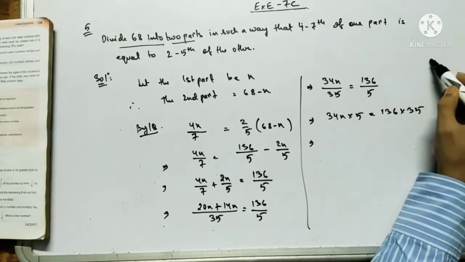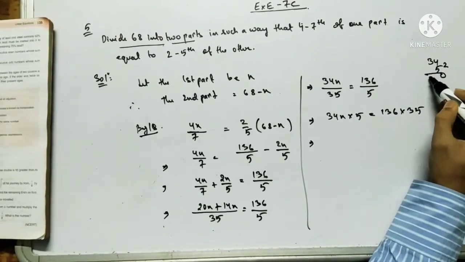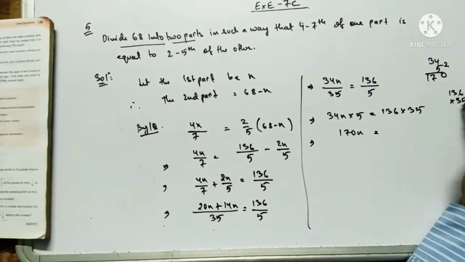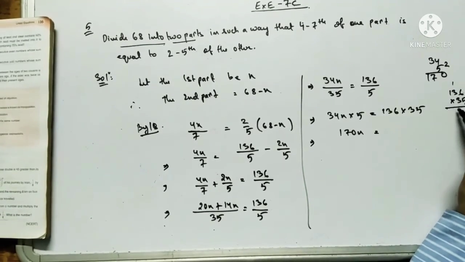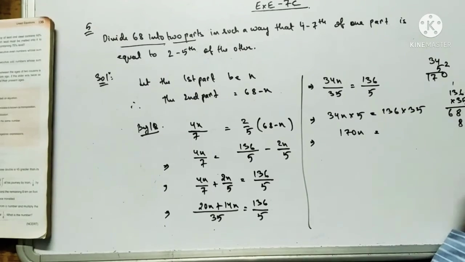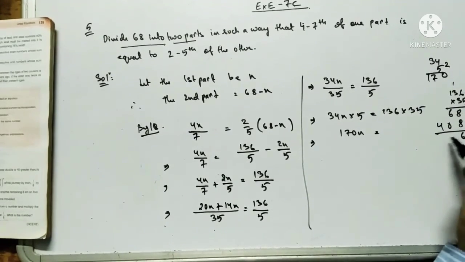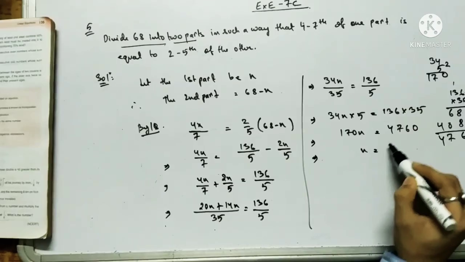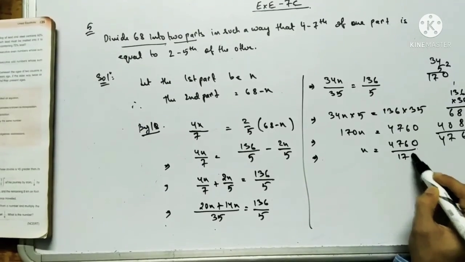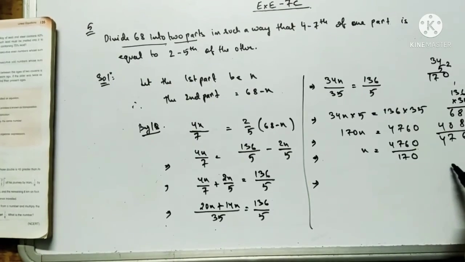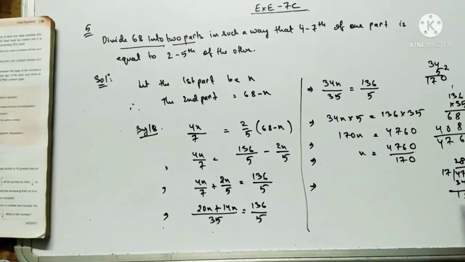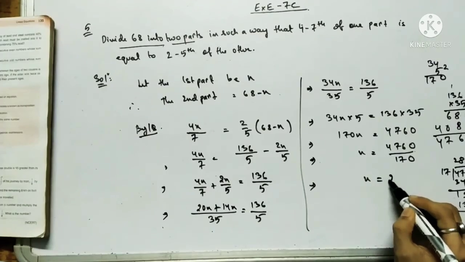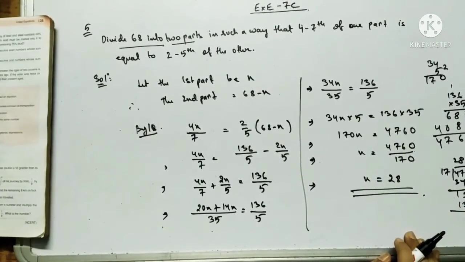So now you see, 34 into 5 is 170x, equal to 136 into 35, which I get as 4760. So x is equal to 4760 by 170. Dividing this, x is equal to 28.